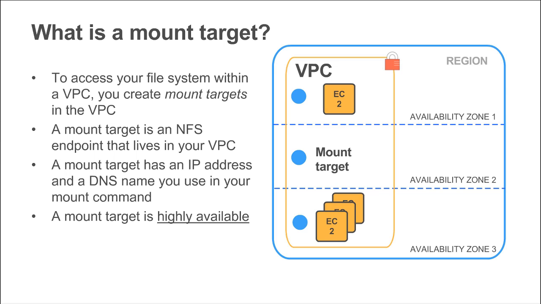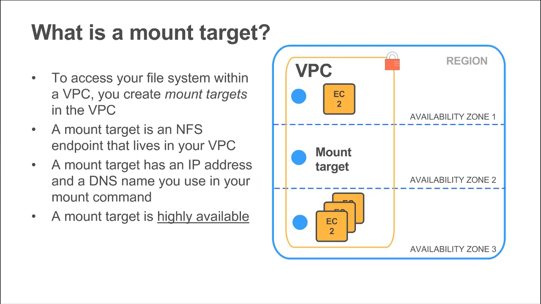And then another definition, we have this thing that we call a mount target. To access your file system from within a VPC, you create mount targets in the VPC. A mount target is essentially an endpoint that lives in your VPC, and it provides an IP address and a DNS name that you can use in your mount command in order to access a file system. The mount target is designed to be highly available because that's where you're directing all of your traffic to from your EC2 instances.